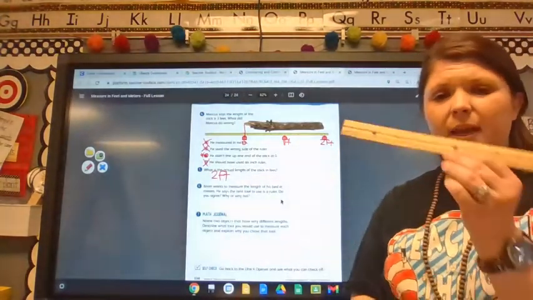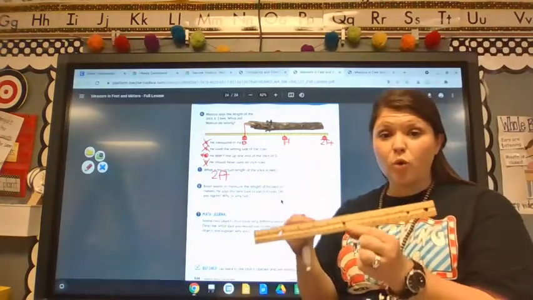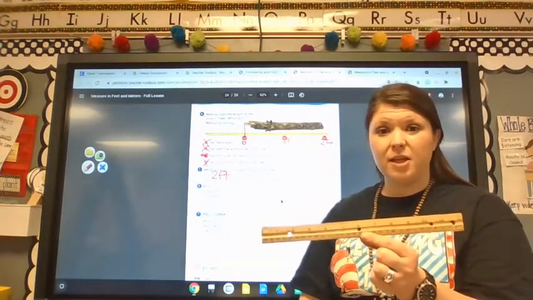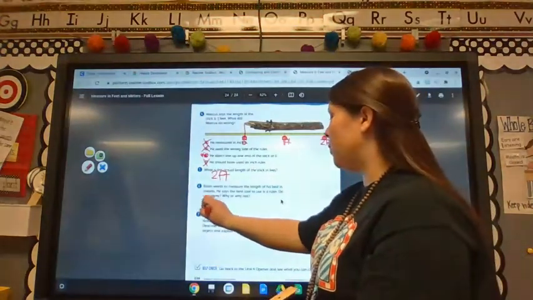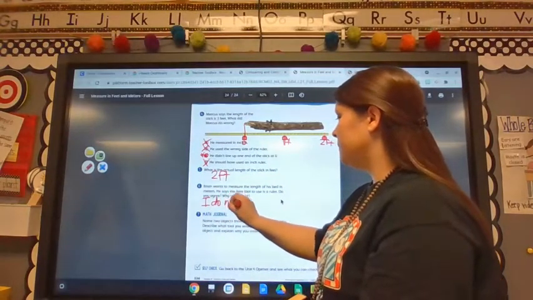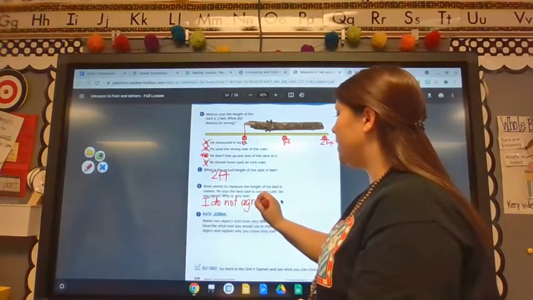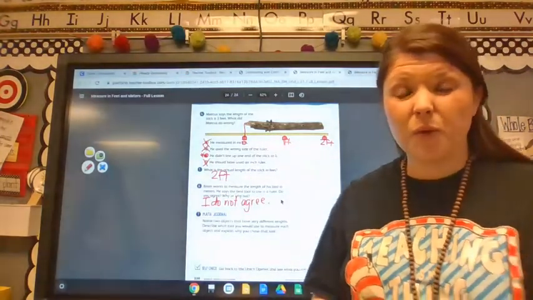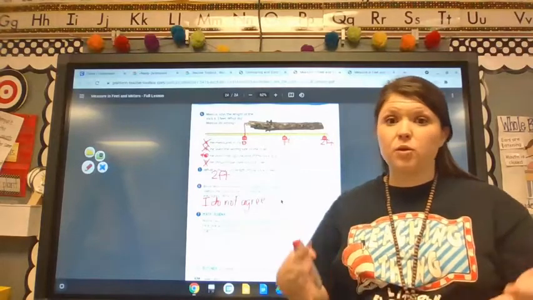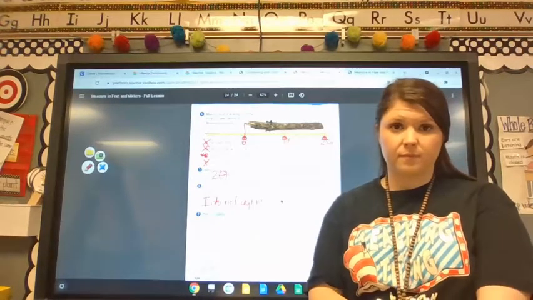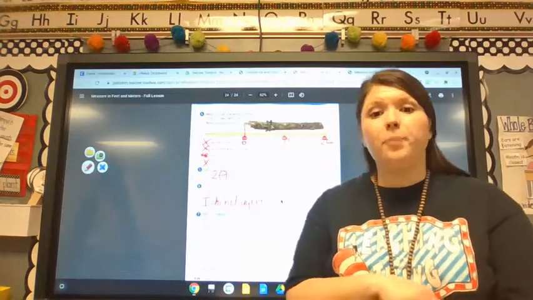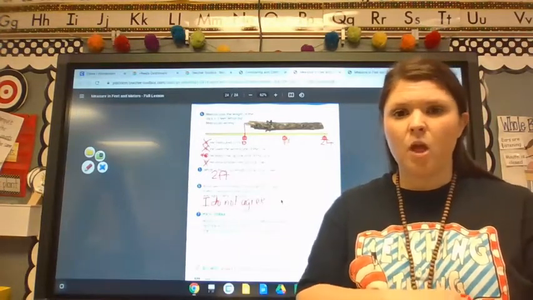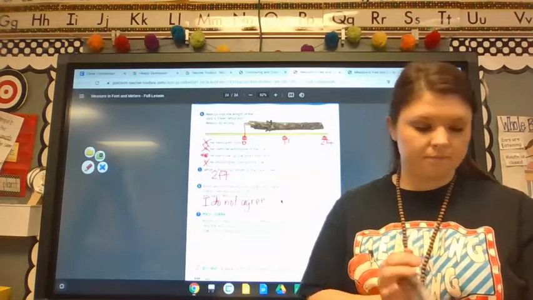All right, so do you think that a ruler is the best tool to use to measure the length of your bed? No, I don't agree with Brian. All right, so we've answered the question, do you agree? I do not agree. But why don't I agree? Why don't you agree that a ruler is the best tool to measure a bed? Are there better tools to use to measure the length of something long? What might be a better tool?